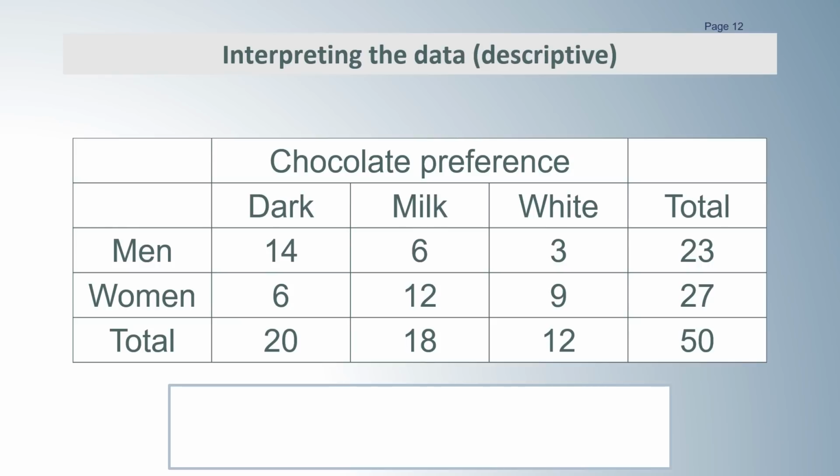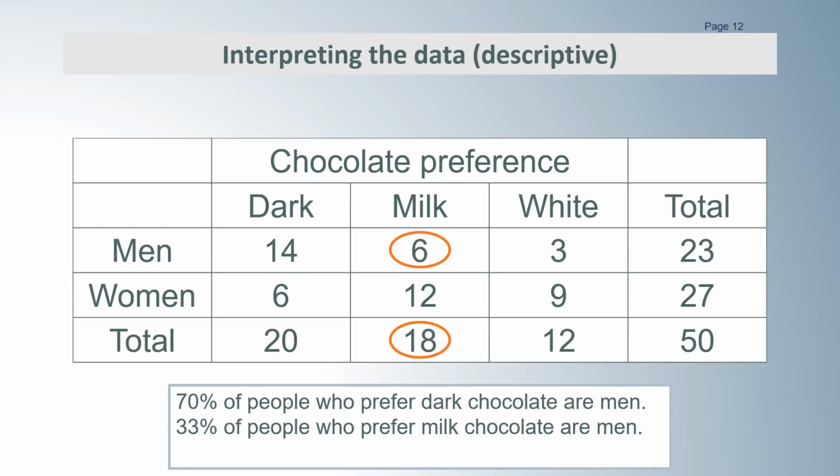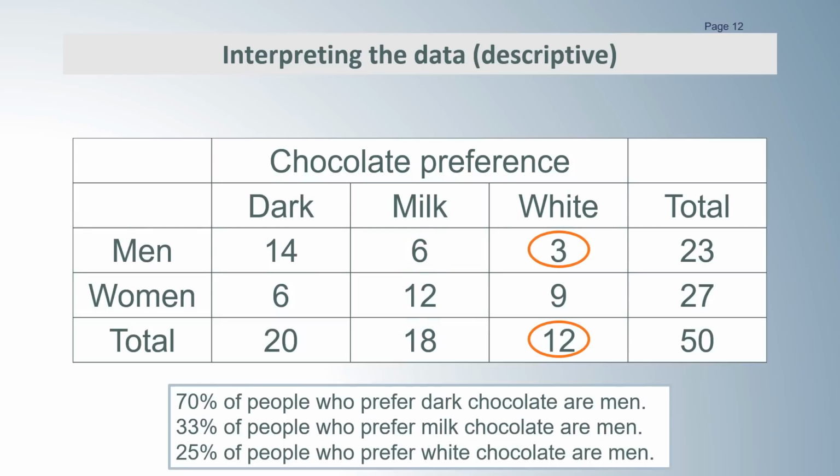We can also report column percentages. In this group of 50 customers, 14 out of 20, or 70% of dark chocolate lovers are men. 6 out of 18, or 33% of people who prefer milk chocolate are men, and 3 out of 12, or 25% of people who prefer white chocolate are men. And we could report similarly for the women.